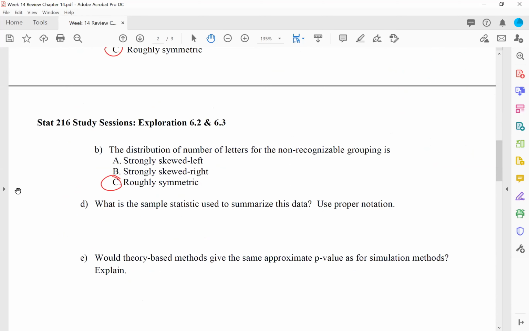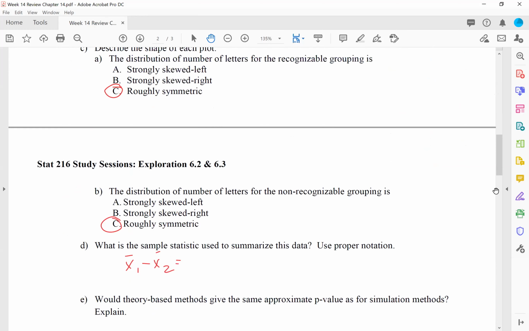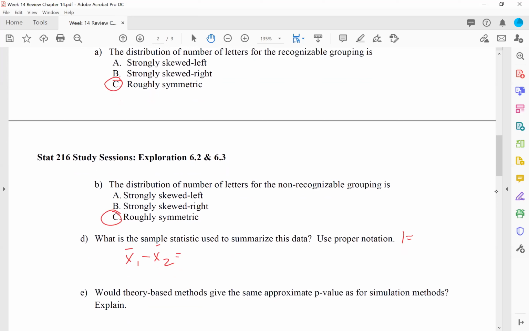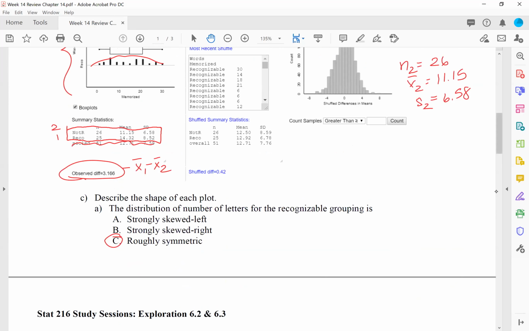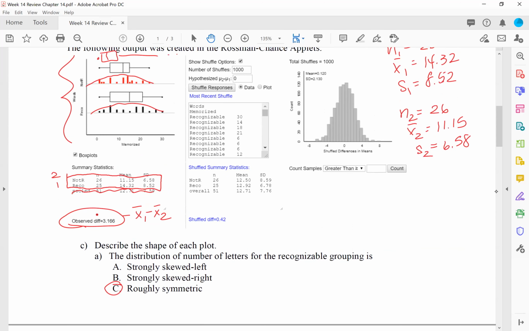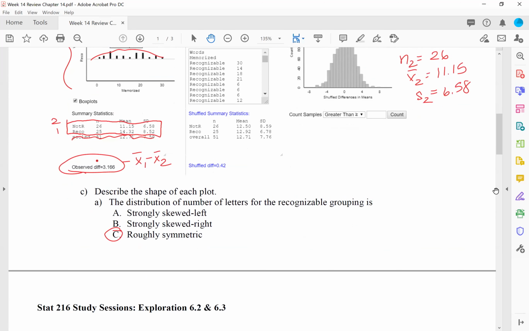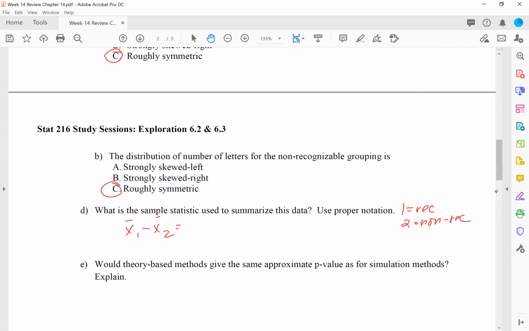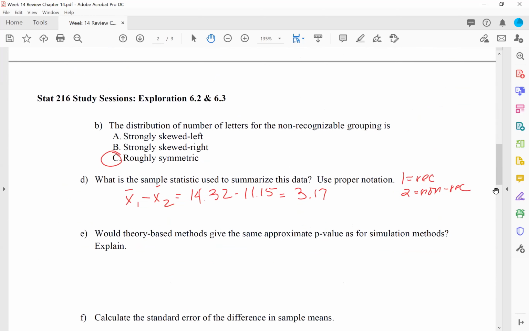All right, sample statistic, that's what we said was the X bar 1 minus X bar 2, where we're saying that 1 represents the recognizable group and 2 is the non-recognizable. So we know that difference is 3.166, but we could also find it by taking the 14.32 minus 11.15. Sweet. And that is rounded, so 3.17, so it's close to what we saw for that observed difference.